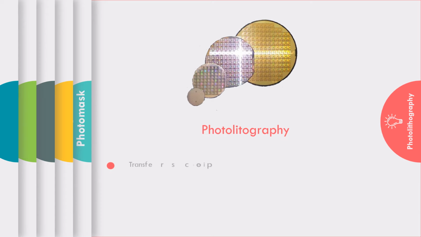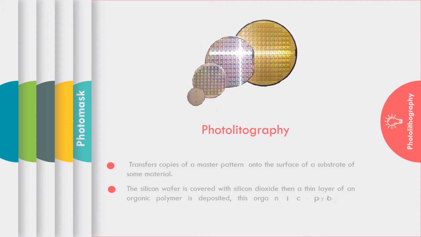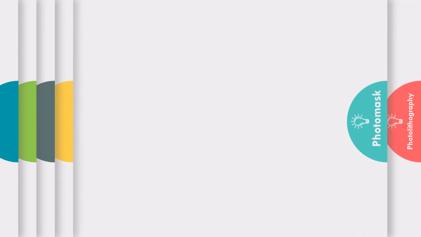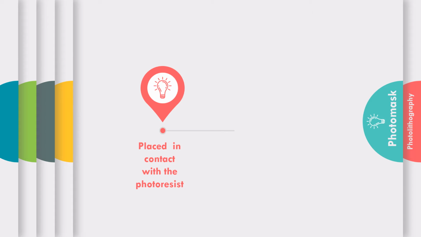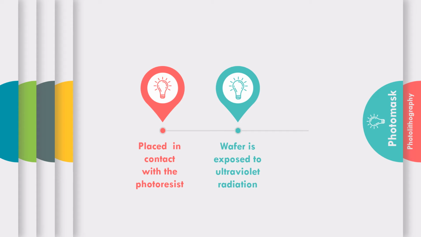First, there is photolithography. Photolithography transfers copies of a master pattern onto the surface of a substrate of some material, in this case a silicon wafer. The silicon wafer is covered with silicon dioxide, then a thin layer of an organic polymer is deposited. This organic polymer is called a photoresist. A photomask is then placed in contact with the photoresist-coated surface. The wafer is exposed to ultraviolet radiation, transferring the pattern on the mask to the photoresist.